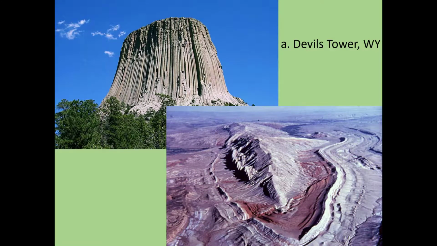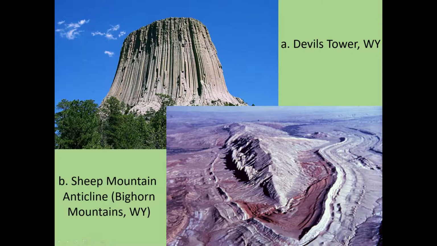And on the same trip that we see Devil's Tower, we also drive over this structure, where maybe you can see that the rock layers are tilted here, and then they're also tilted in this direction. This is called the Sheep Mountain Anticline. That's what geologists call it, the Sheep Mountain Anticline. But normal people who are not geologists but are still good people call it the Bighorn Mountains in Wyoming.